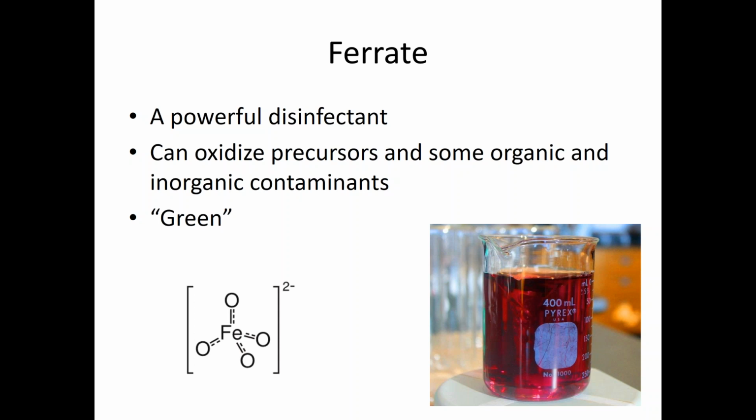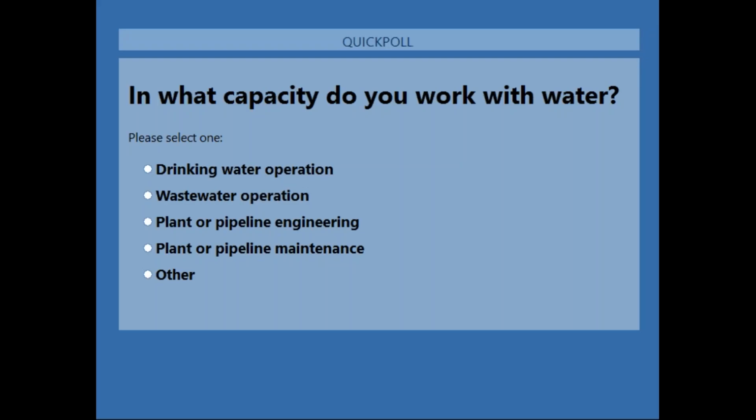So with that as an introduction, I think this might be a good time, Robert, for us to go to the polling questions and just learn a little bit more about the audience before I go any further. All right. We're going to show our first polling question here. And it is, in what capacity do you work with water? And there's 5 choices there: drinking water operations, wastewater operations, plant or pipeline engineering, plant or pipeline maintenance, or some other capacity. In what capacity do you work with water? I see the responses coming in. Great.